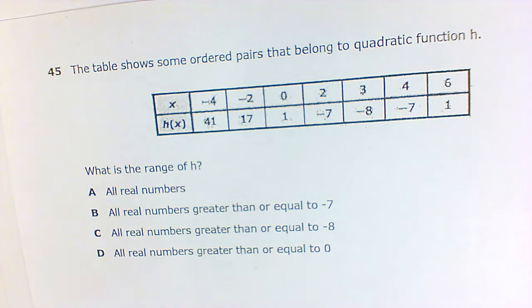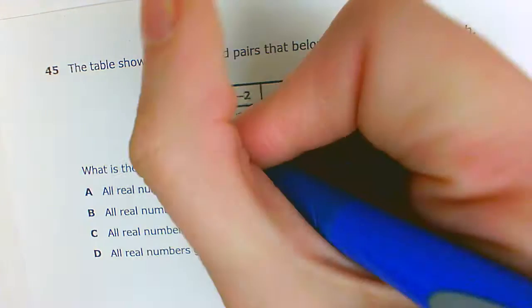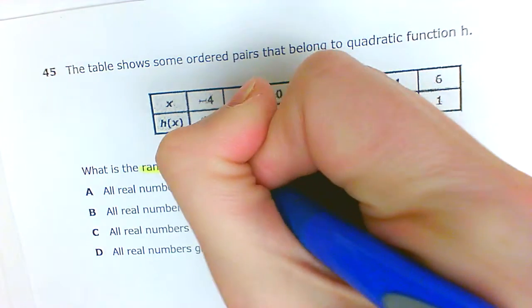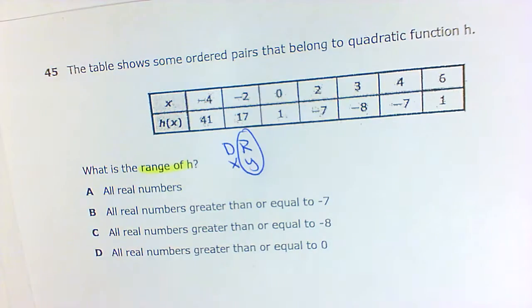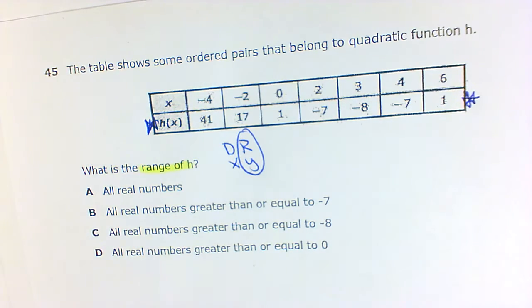45. The table shows some ordered pairs that belong to a quadratic function h. What is the range of h? So I'm going to start this problem a couple of different ways. First of all, when I see range in the problem, I know that we are doing x, y. Range is talking about y values. So this is the side that I need to be looking at.